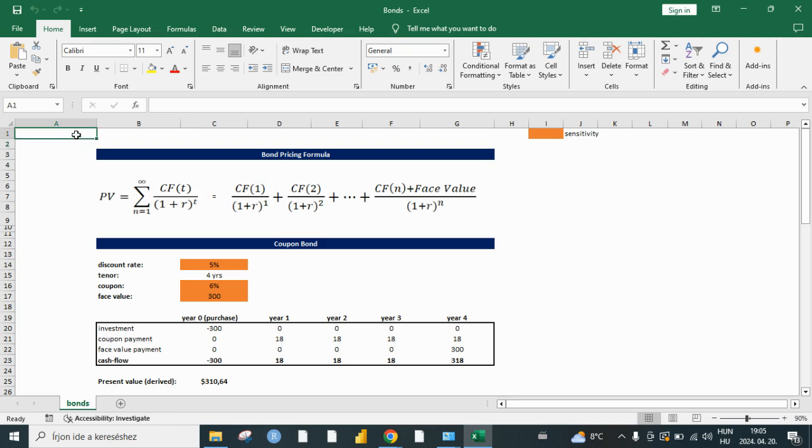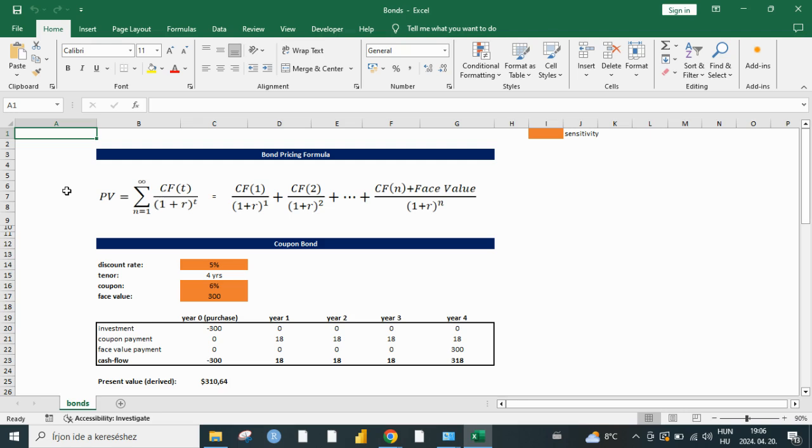If you want to invest in a bond and you want to know its price, how much value it actually carries, then you will have to compute its present value. Here you can see the present value formula, which might be a bit too complex, but I will explain it.